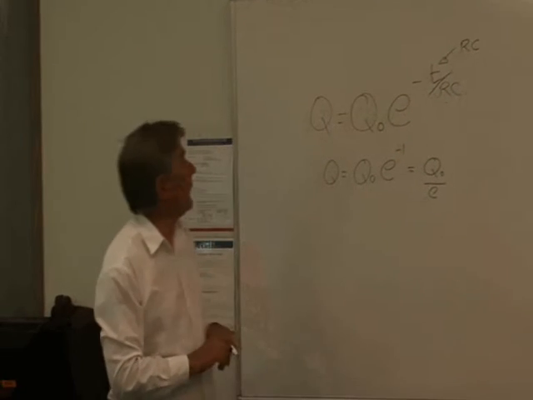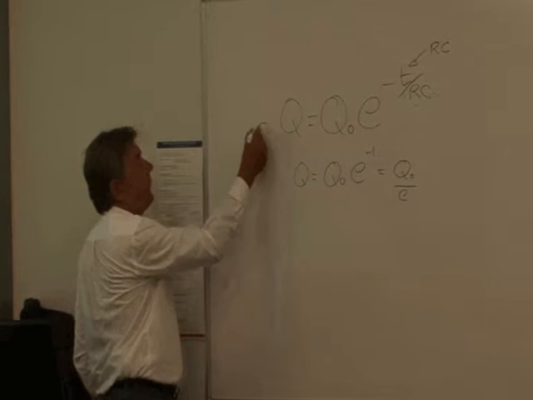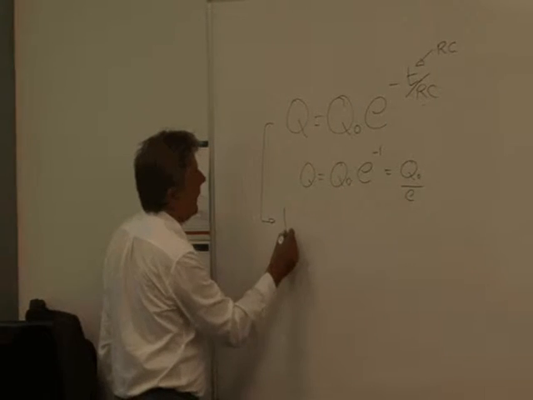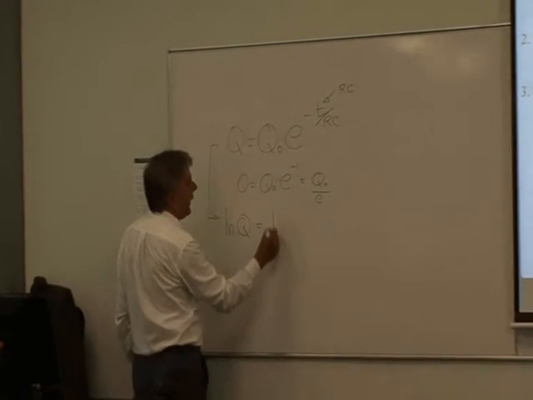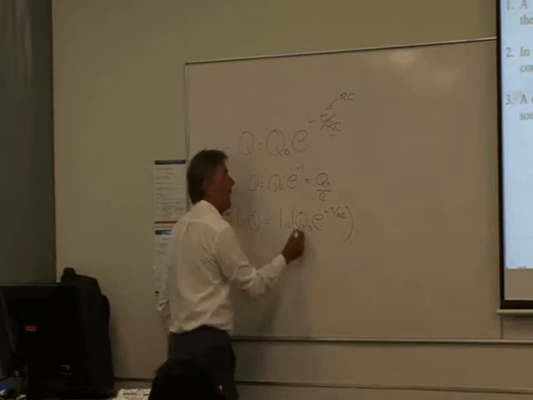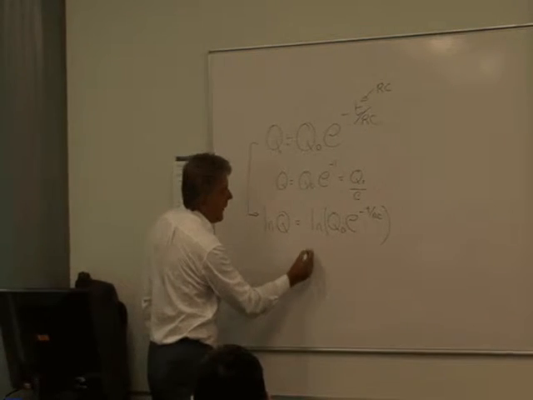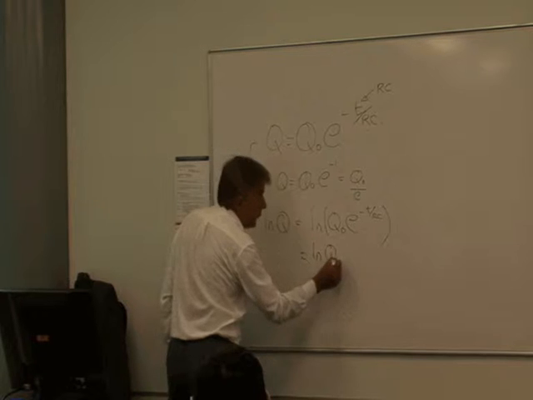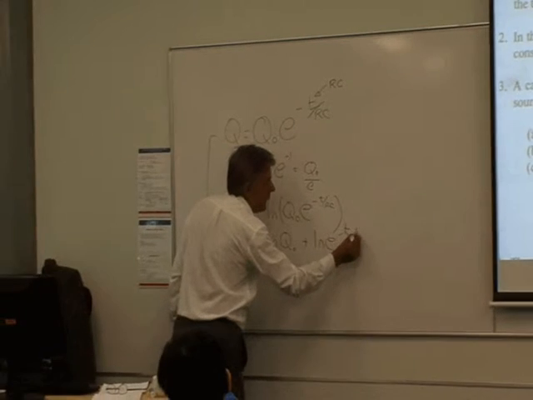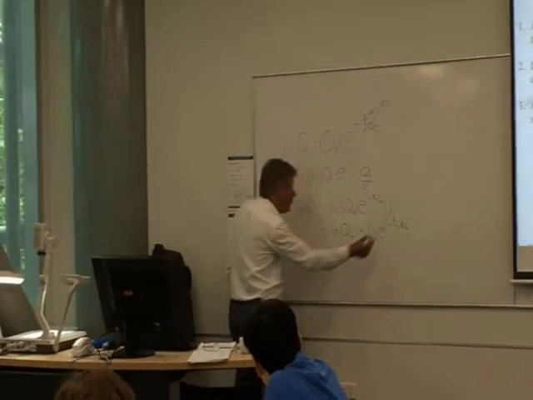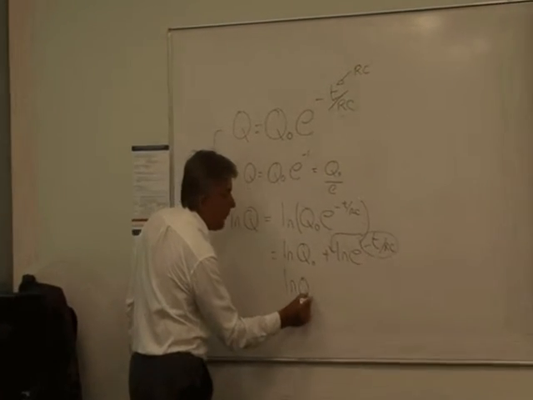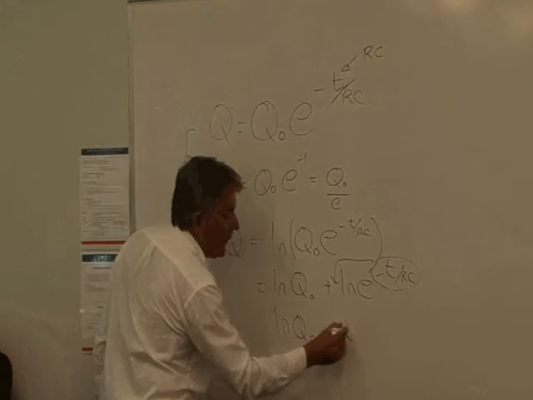That's one way of looking at it, but there's another way of looking at it as well. Take this formula and take logs of both sides, natural logs. So ln of Q equals ln of Q naught e to the minus t over RC. Now you can split that product up, so that equals ln of Q naught plus ln of e to the minus t over RC. Now pull that power out, so we get ln of Q naught plus minus t over RC, ln of e.